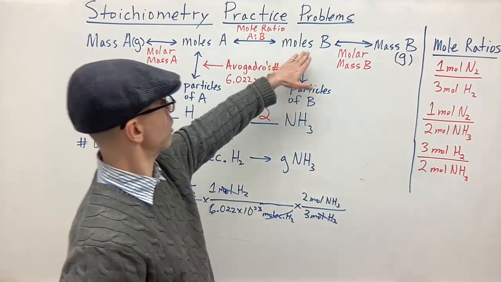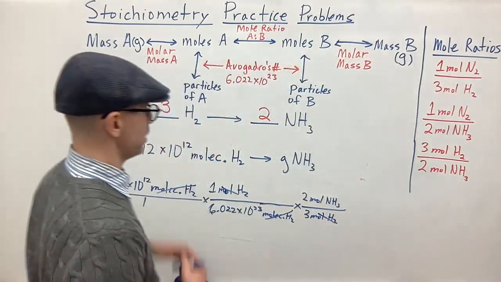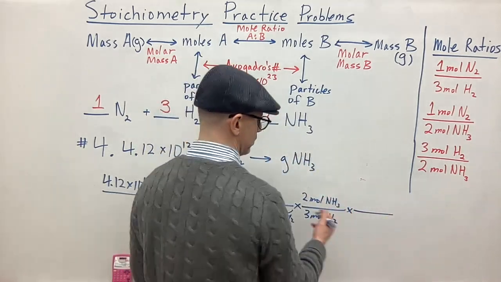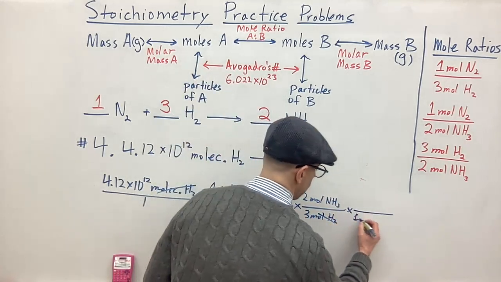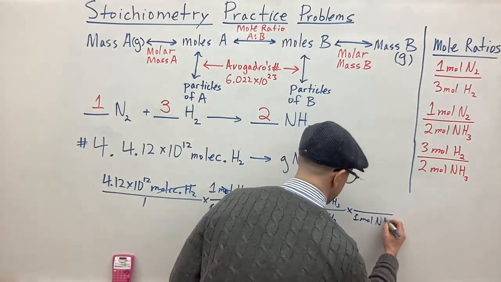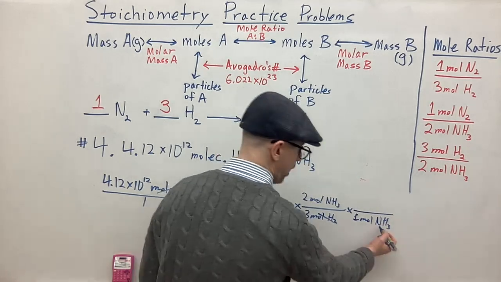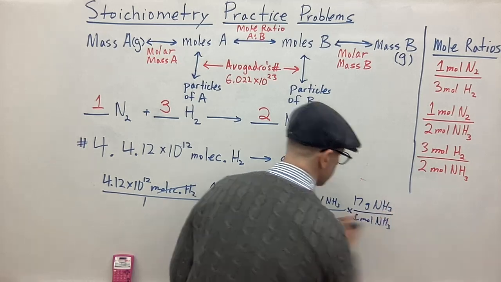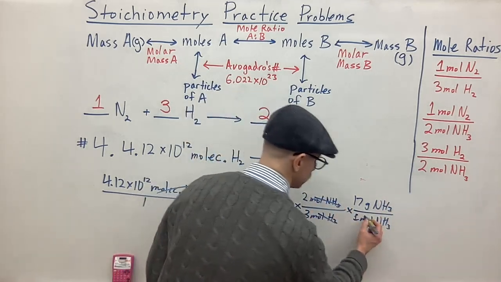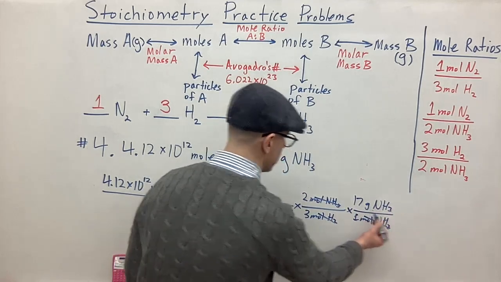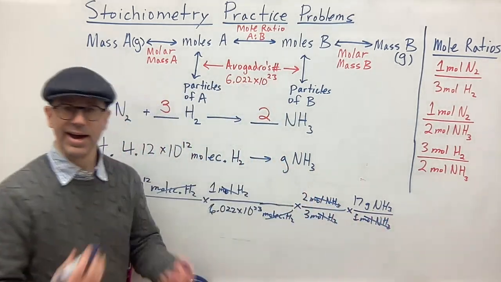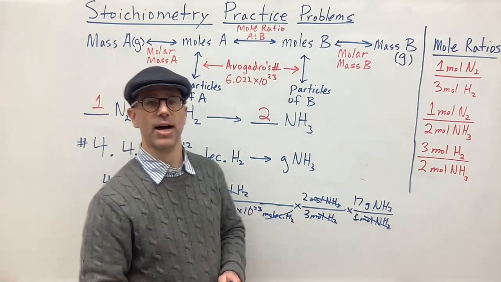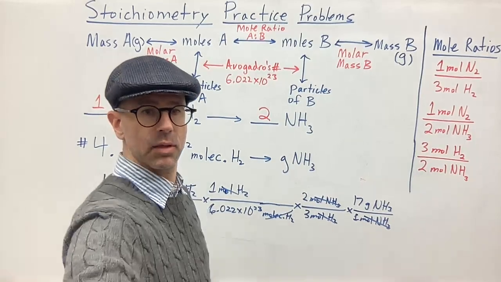Now I'm going to convert moles of B to mass of B, grams, using the molar mass. And again, the molar mass is about 17. So 1 mole of NH3 on the bottom, and then 17 grams of NH3 on top. Moles of NH3 cancel out. I have grams of NH3, and they want grams of NH3. I am done. No more conversion factors. So all I need to do is multiply and divide. So let's see what I get.